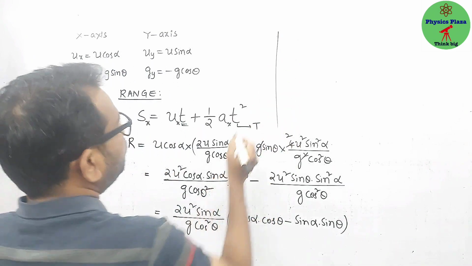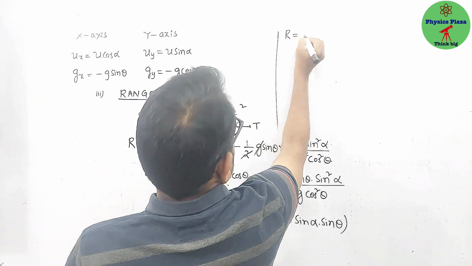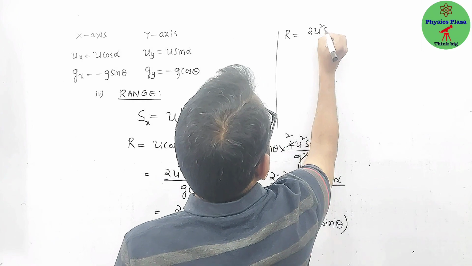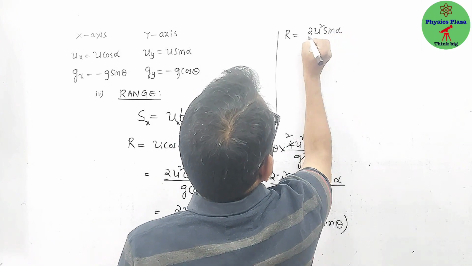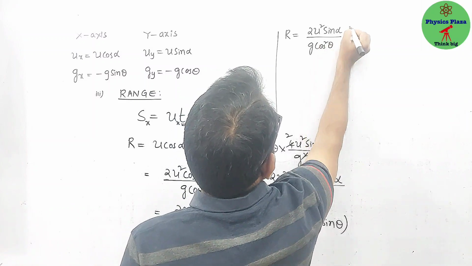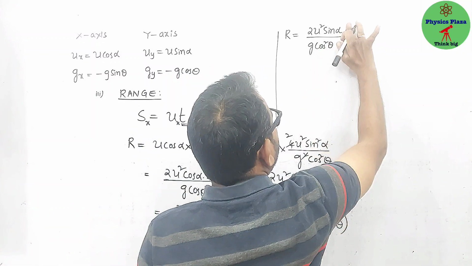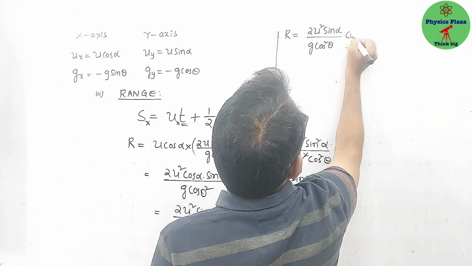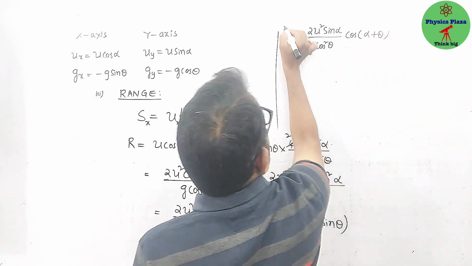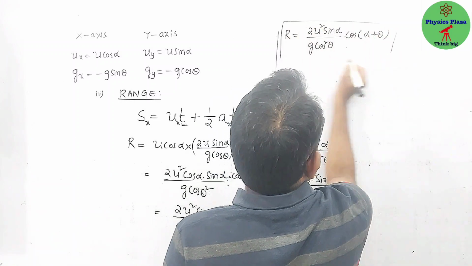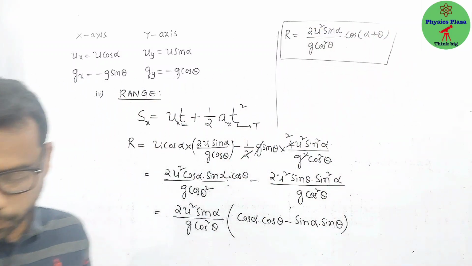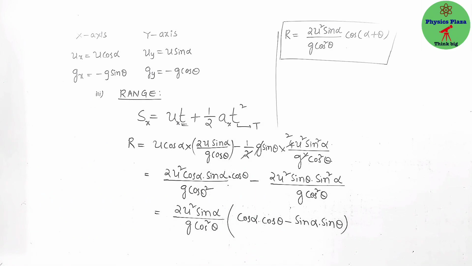So now range is equal to, so we are getting 2u square sin alpha by g cos square theta into, okay, it is nothing but cos A plus B. Cos A plus B means what? Alpha plus theta. So children, now this is an expression for maximum range. Expression for a maximum range. This is an expression for actual what? It is a maximum range.